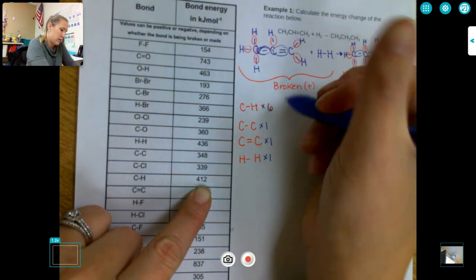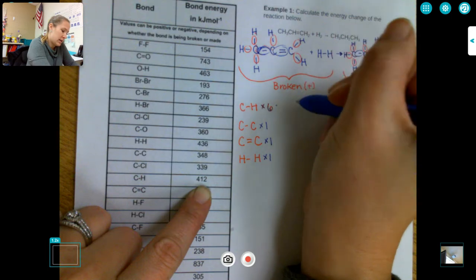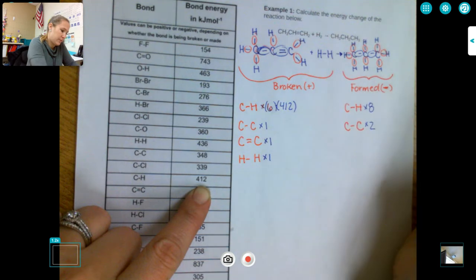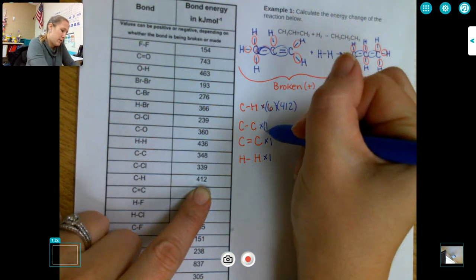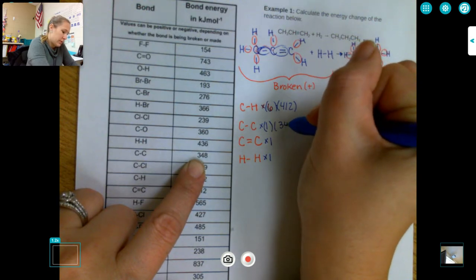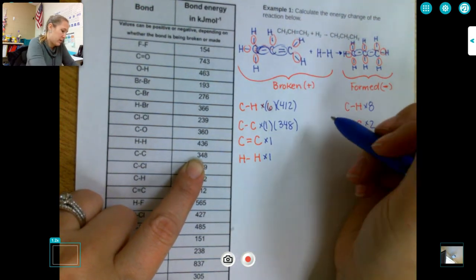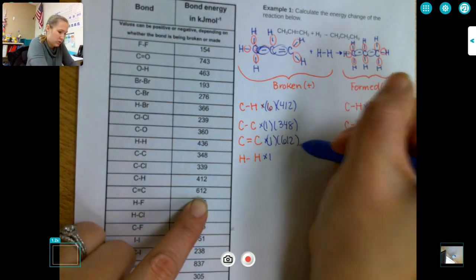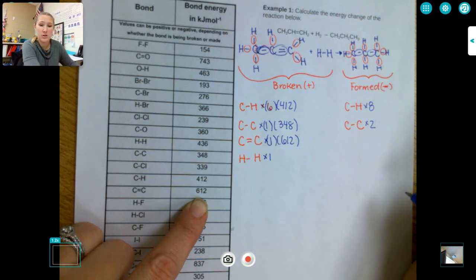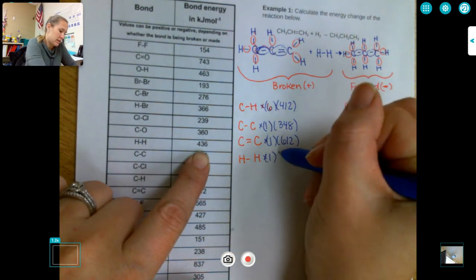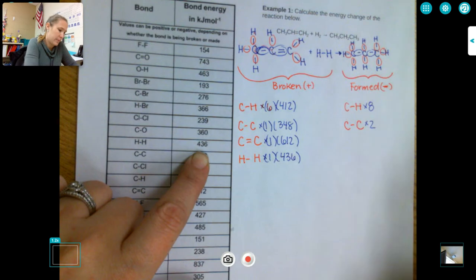So for the energy in this carbon-hydrogen bond, I look on my chart here. Carbon-hydrogen is 412. So 6 times 412. Carbon-carbon single bond is 1 times 348. Carbon-carbon double bond is 612. That makes sense that this one has more energy than my single bond because it's a stronger bond. And then my hydrogen-hydrogen is 436. Okay.